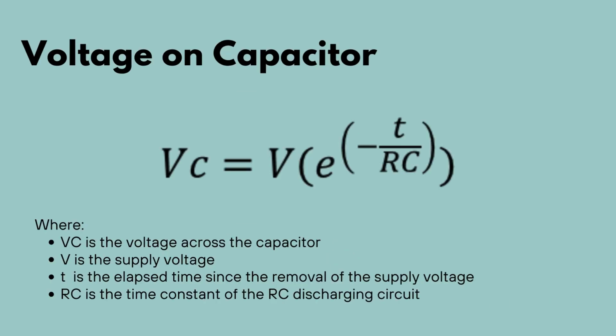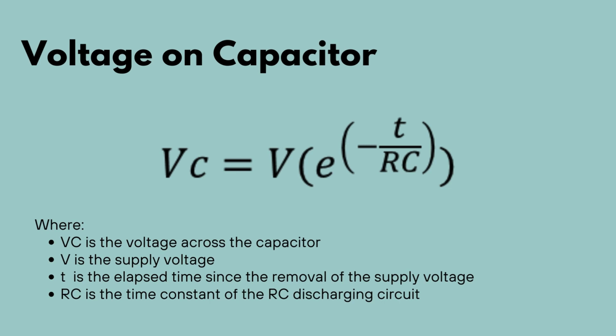So now that we've observed the transient response of a capacitor getting discharged, or more specifically, we've looked at the voltage on a capacitor that's getting discharged, let's look at an equation that describes that response and describes the voltage on the capacitor as it decays to fully being discharged.